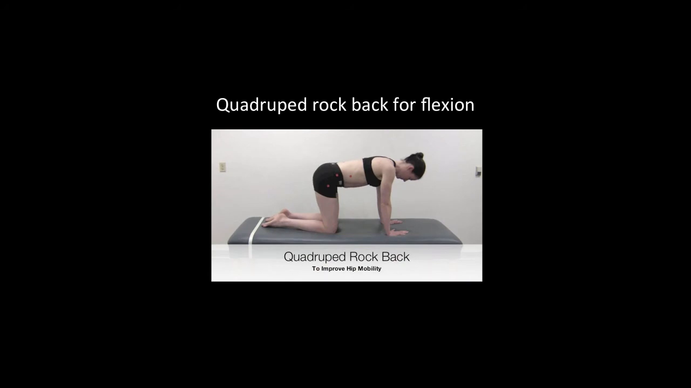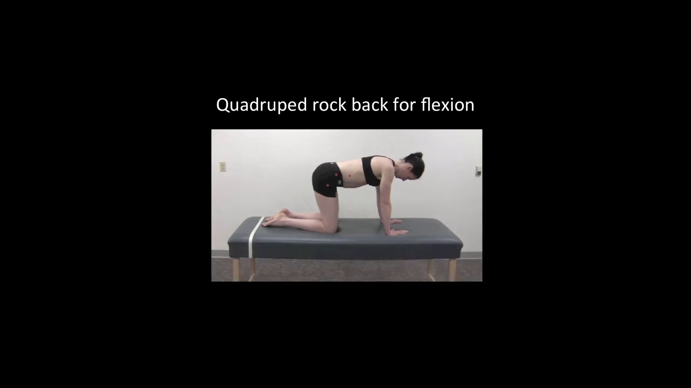Then follow your mobilizations with exercises that help restore hip mobility, including strengthening exercises and this quadruped rock back for hip flexion. Note the patient is moving slowly and gently into her stiffness. There is only partial weight bearing into the hip joint, and the joint is stabilized nicely into the socket by the patient's body weight. Multiple repetitions should be done to improve joint mobility.